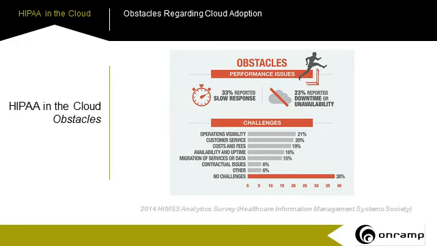23% reported downtime or unavailability. Obviously, those are some providers that are working towards getting better availability. Some of the challenges they report are operations visibility. Whenever you shift something out of your office, it can be more difficult to operate. Customer service, costs and fees, availability and uptime again is an issue. Migration of services or data, contractual issues, which we'll talk about in a second. And then 38% say they have no challenges.